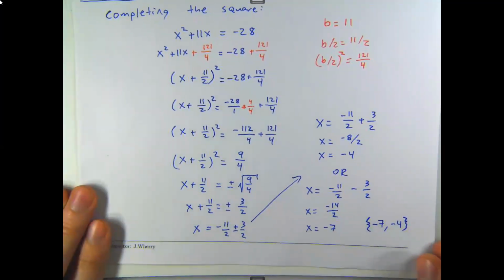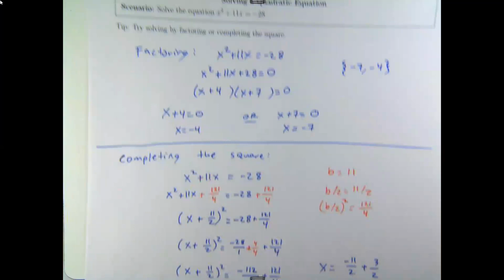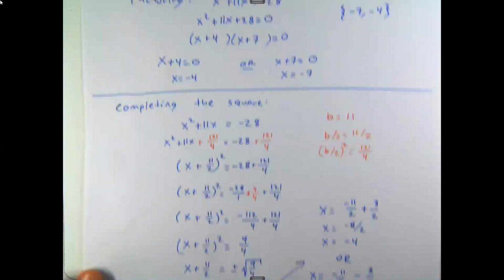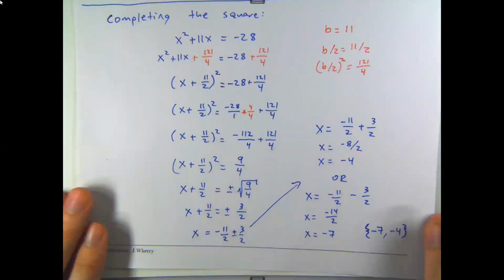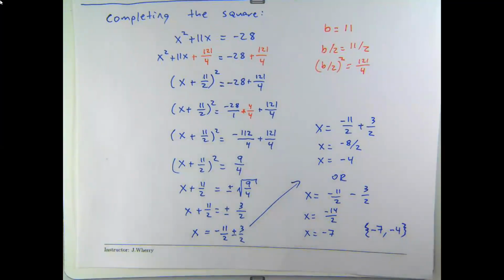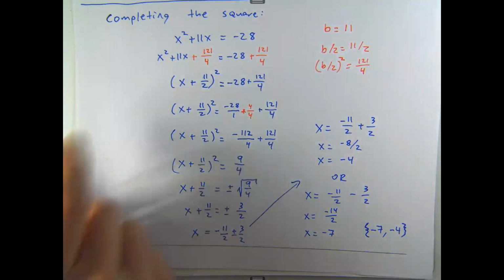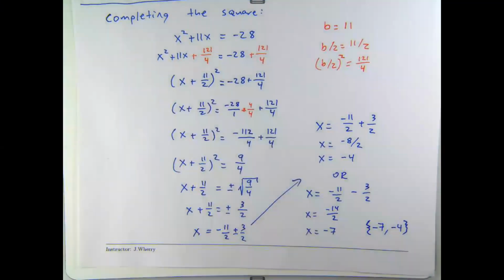If I look back to factoring, I got the same results, negative 7 and negative 4, but with way fewer steps. Completing the square always works, but it's often harder. Factoring doesn't always work, but when it does work, it's much, much faster. So my recommendation is at least try to factor. If factoring doesn't work, that's when you pull out the big guns. That's when you look at completing the square.